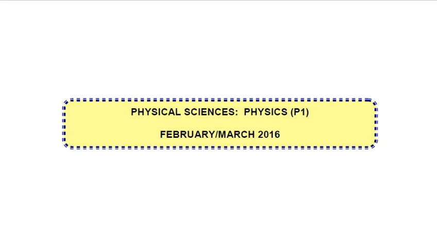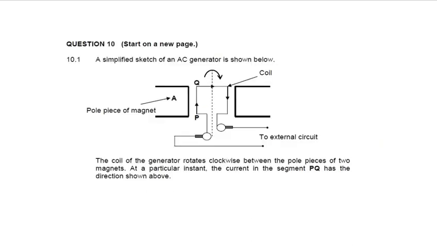Okay, so today we're going to be solving electrical machines from the previous grade paper. It's question 10. They say a simplified sketch of an AC generator is shown. In this generator, you've got a coil, and also the south and the north pole.